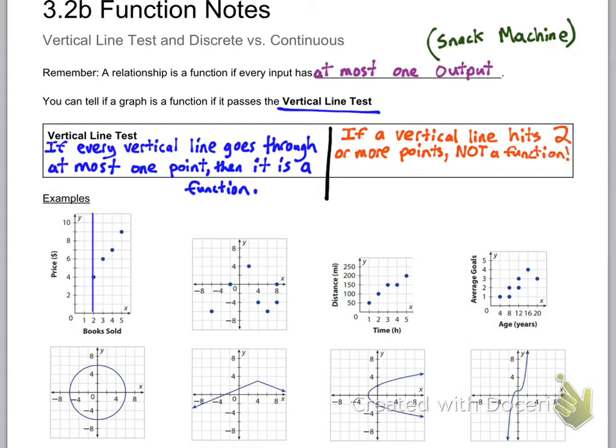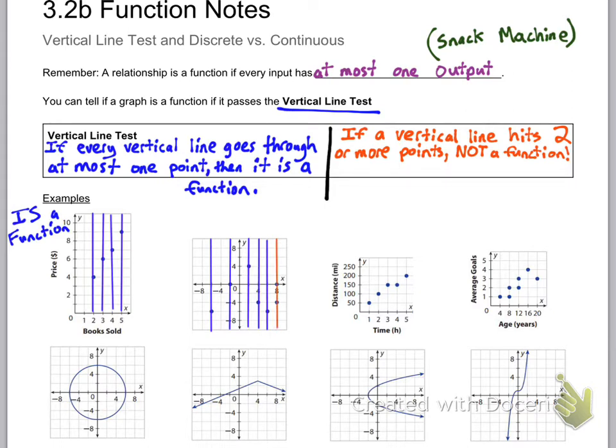On this first one, I'm going to start by drawing vertical lines through each point. Notice every single vertical line I draw only hits one point. Vertical lines are the up and down ones. So this is a function because every vertical line hits only one point and does not hit more than one point. On this next graph, I'm going to start by drawing vertical lines again. These are all good, but as we get to the end here, this last one on the right, I draw a vertical line. That's not good because it hits 2 points. So that is not a function. Go ahead and try these two right now.